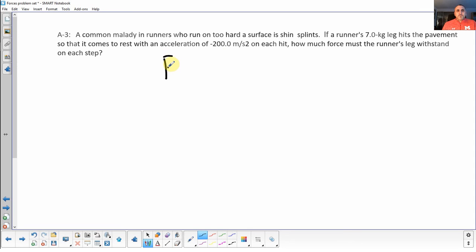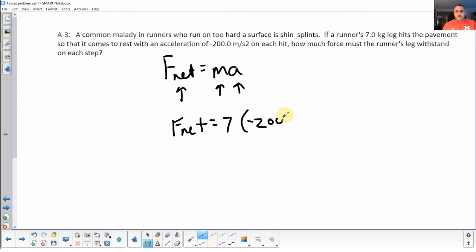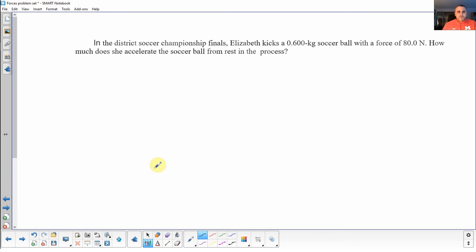That's F net equals ma. So we're looking for the force. They give us the mass. They give us the acceleration. So F net equals mass, which is 7, times acceleration, -200, which equals an F net of -1,400 newtons, which is actually a pretty big force.